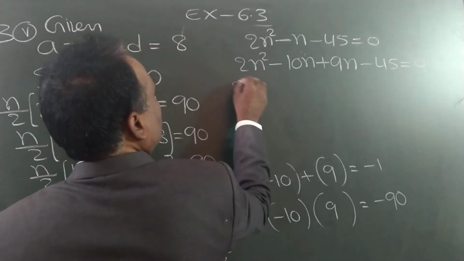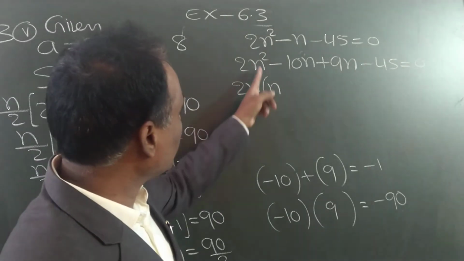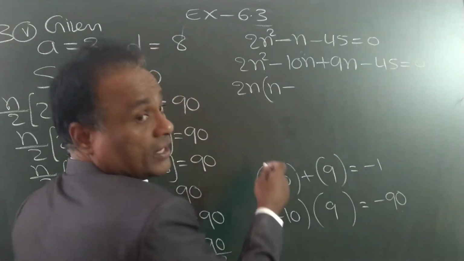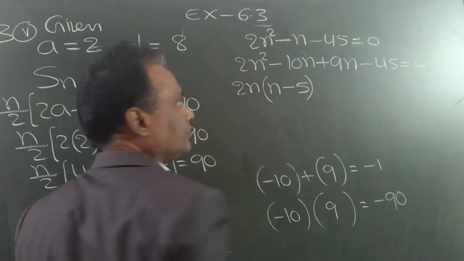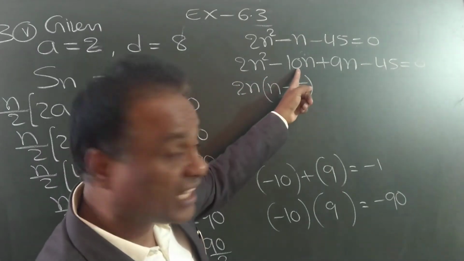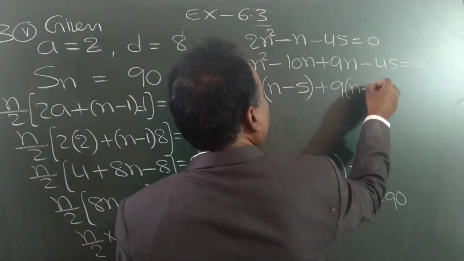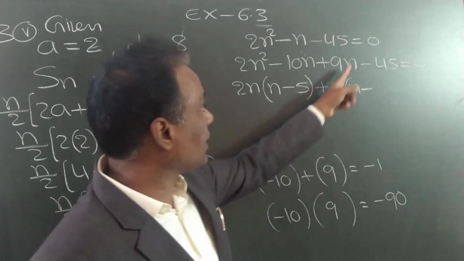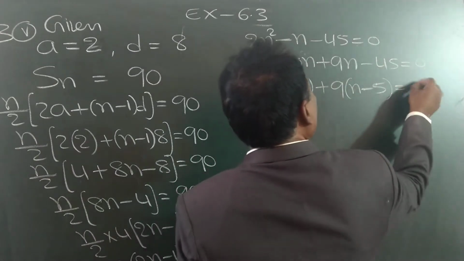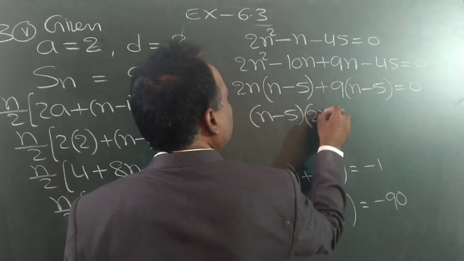In these two I am taking 2n common, another n remains. In the next two, minus n is common: 10 is 2 into 5, so taking 2 common, 5 remains. Then 9 is taken common, n minus 5 remains, since 45 is 9 fives. So n minus 5 is common, and we get n minus 5 times 2n plus 9.